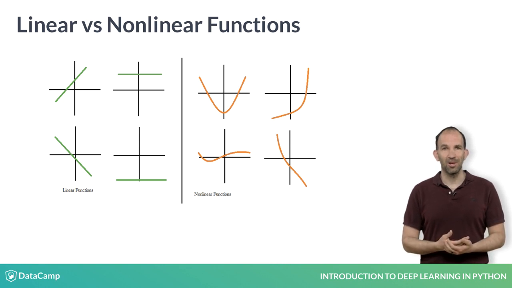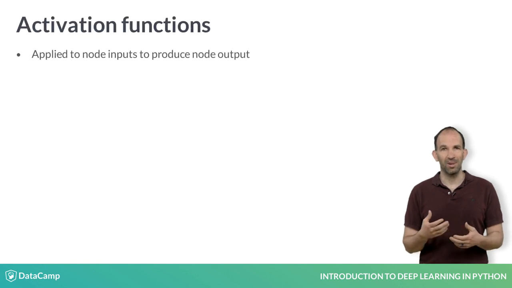We have examples of linear functions, straight lines, on the left, and nonlinear functions on the right. If the relationships in the data aren't straight line relationships, we'll need an activation function that captures nonlinearities. An activation function is something applied to the value coming into a node, which then transforms it into a value stored in that node, or the node output.